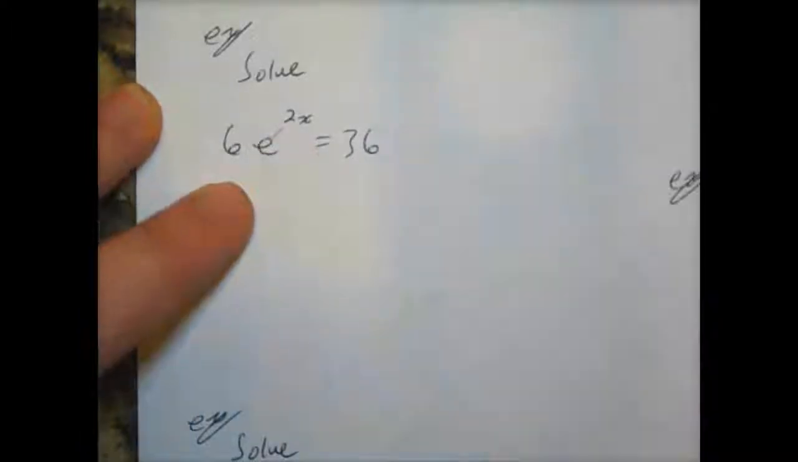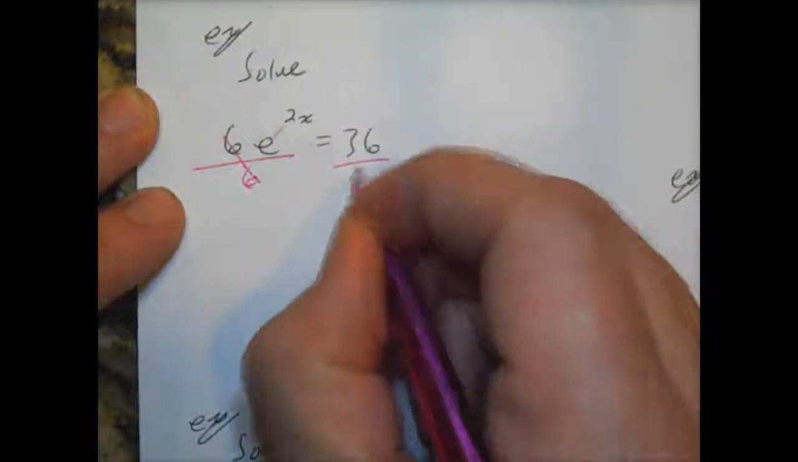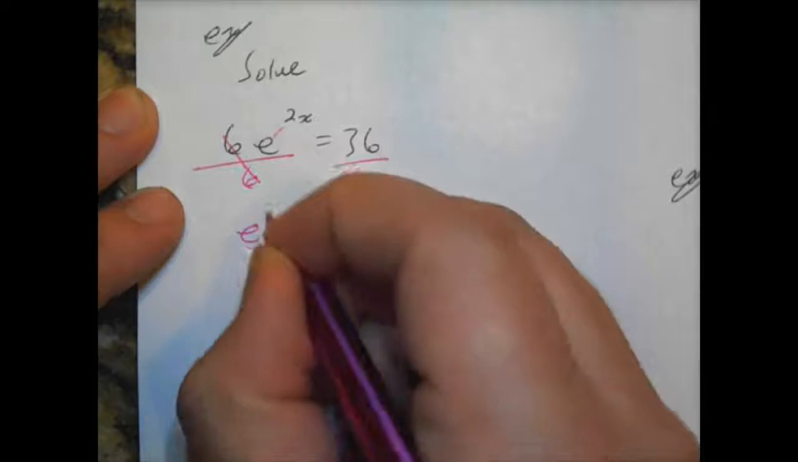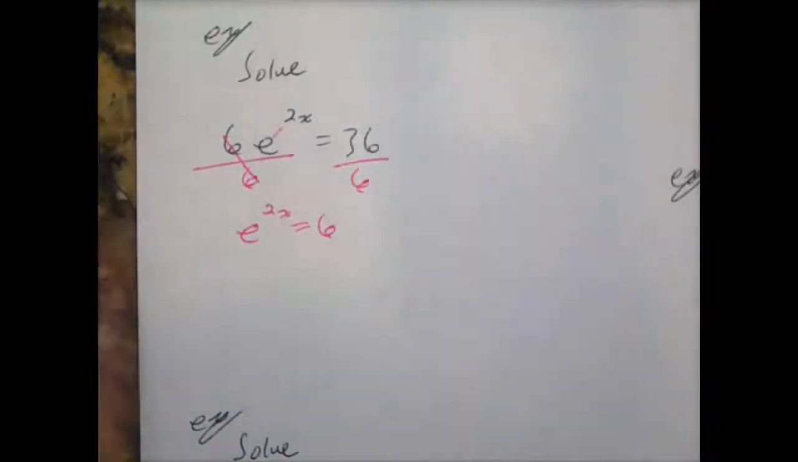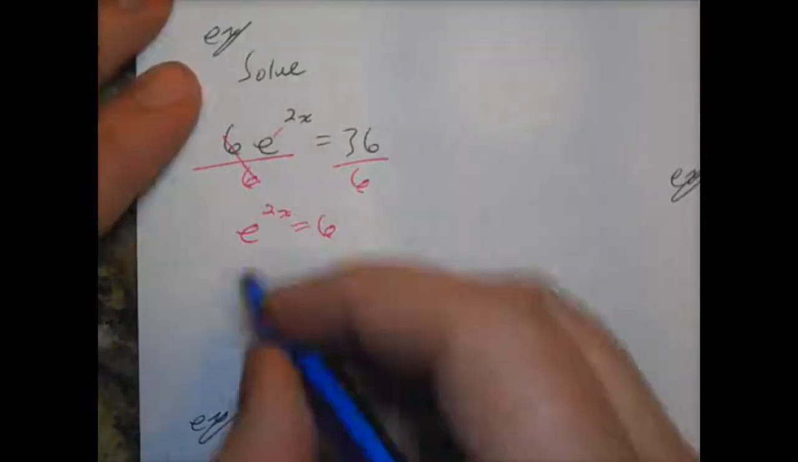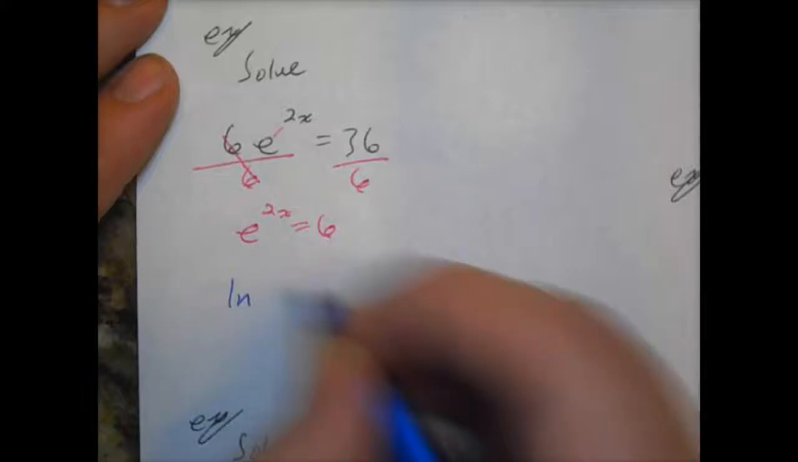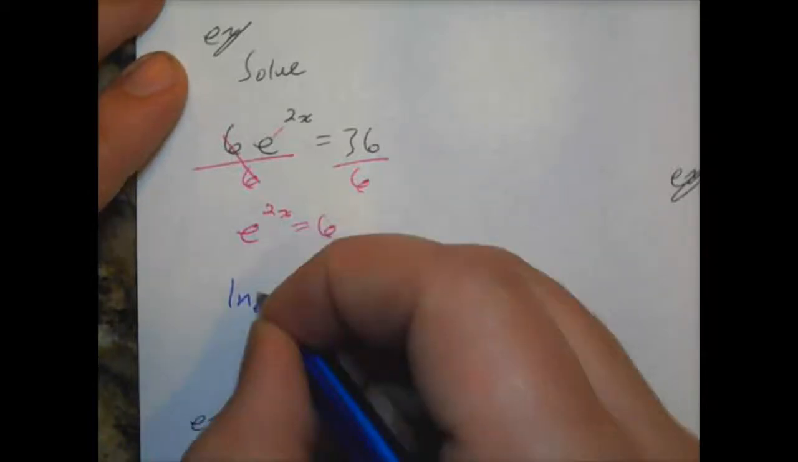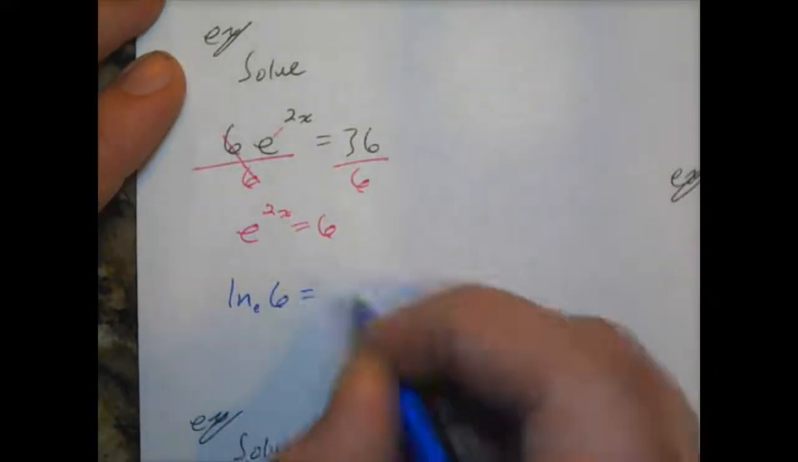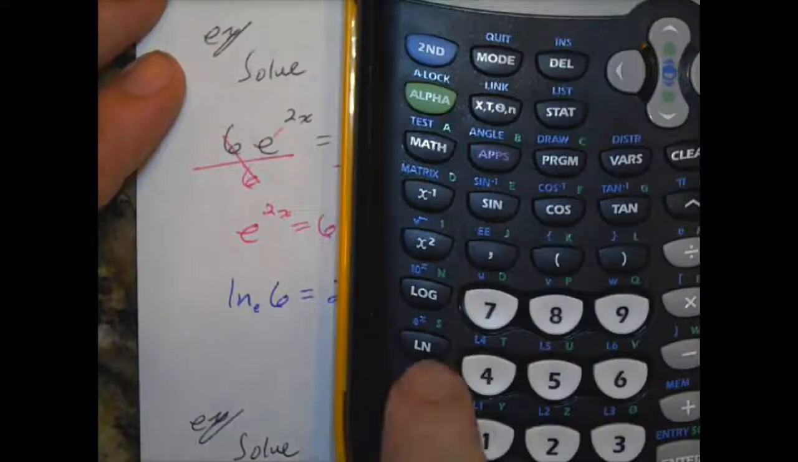So what we need to do first is go ahead and divide that 6 since it's multiplying e to the 2x. So I have e to the 2x equals 36 divided by 6, which is 6. Now I am in exponential form. So I can rewrite this in logarithmic form. If the base is e, this is a natural log. Again, remember the base is understood to be e for natural log. So natural log of 6 equals 2x. I can type in ln 6 because it has an ln button right there.